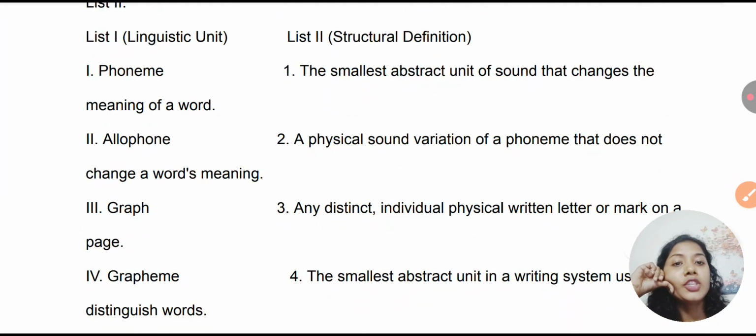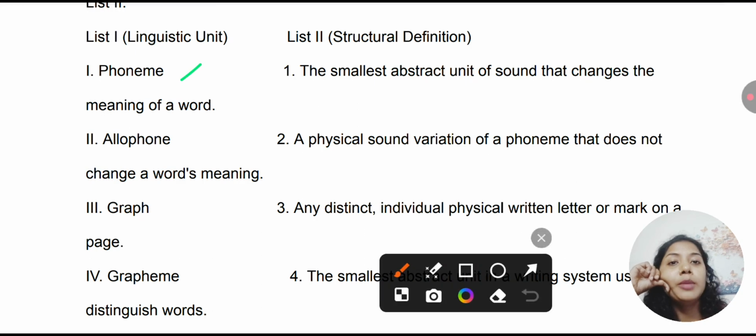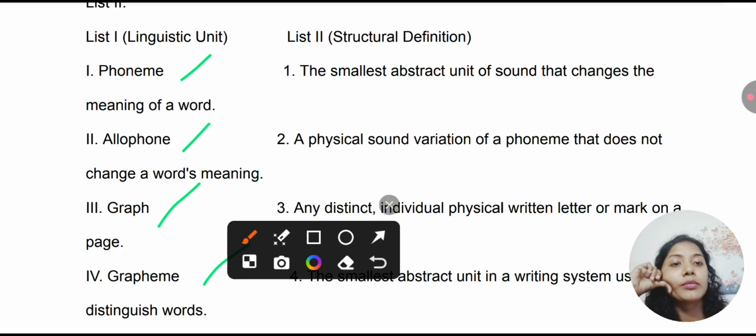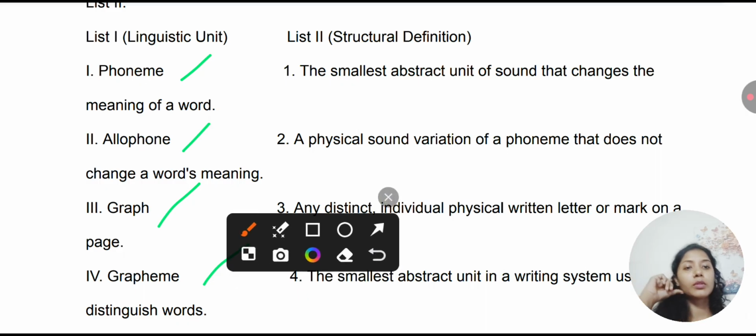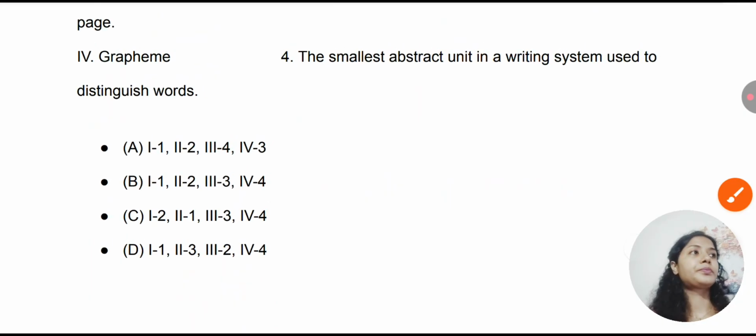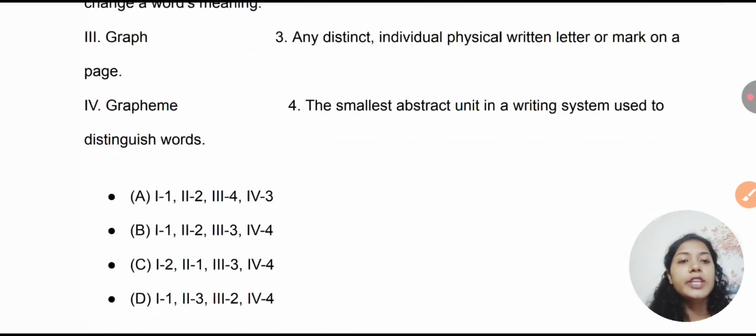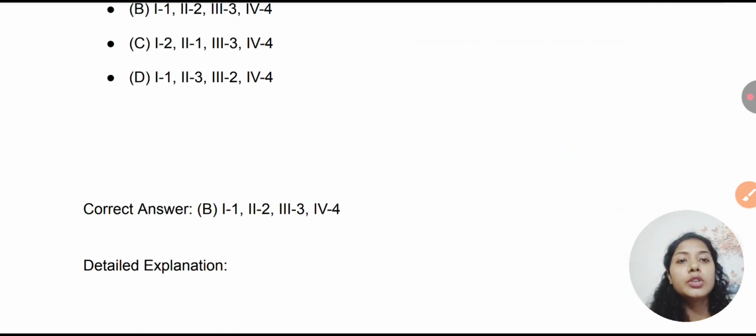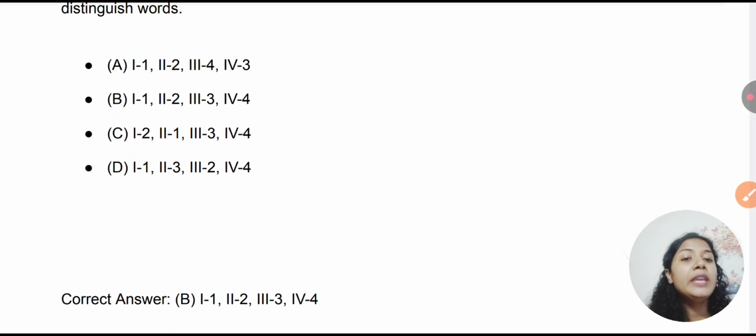Again you have to match. You have phoneme, allophone, graph, and grapheme. Okay, see the options. Great answer. Let's finish fast. A lot of classes are still to be recorded. Option B will be the correct answer.